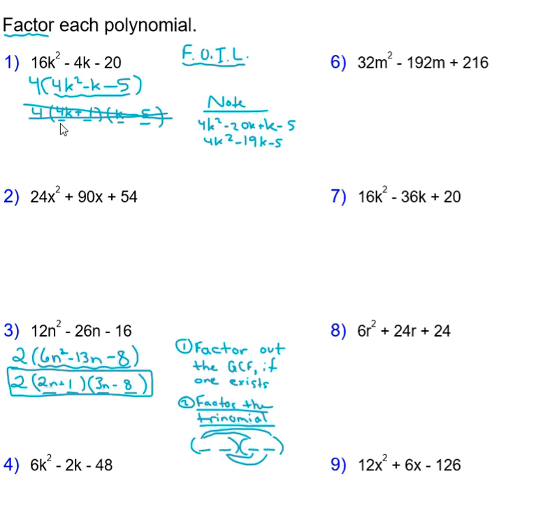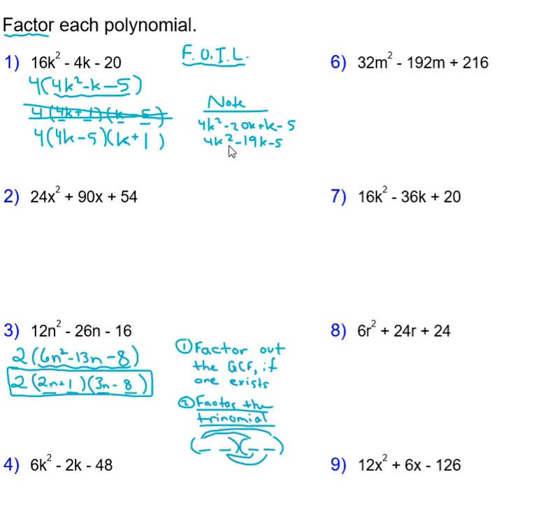Because I tried 4k plus 1 and k minus 5, I still have another option with 4k remaining in that first spot and then k remaining in the first spot of the other binomial. So I can try the 4k in the first position and the k in the other first position. And then instead of putting plus 1 and minus 5, I could try minus 5 here and plus 1 there. Again, those last two just have to multiply to give me a negative 5. The first two have to multiply to give me a 4k squared.